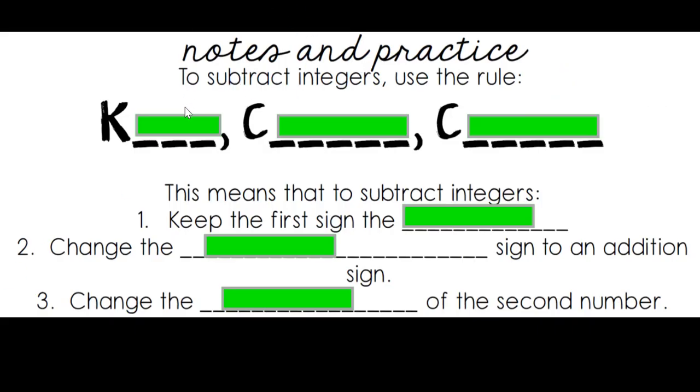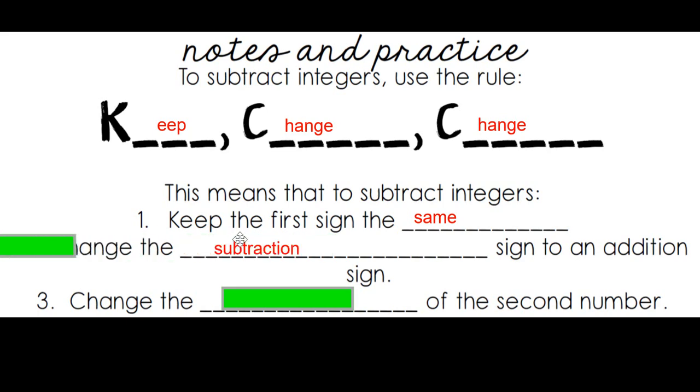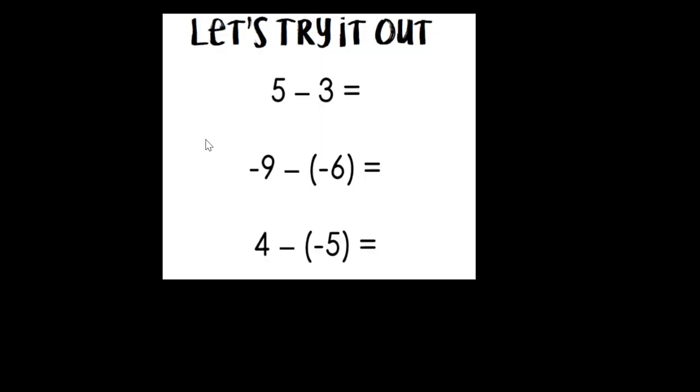To subtract integers, we're going to use the rule keep, change, change, very similar to keep, change, flip. We're going to subtract integers by first keeping the sign on the first number. Keep this first sign the same. So the first number's sign is going to stay the same. Change the subtraction to an addition sign, and then change the sign of the second number. And here is what we mean by that.